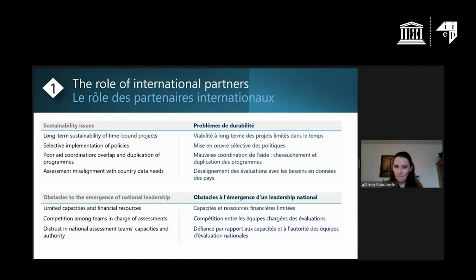selective implementation. We also observed an issue of poor coordination among actors that might be funding and coordinating different assessments in country, and this was very clear in Senegal, for example.